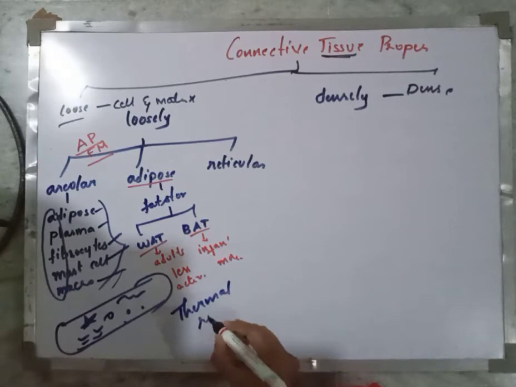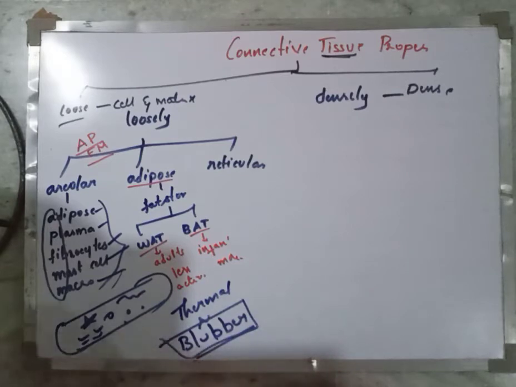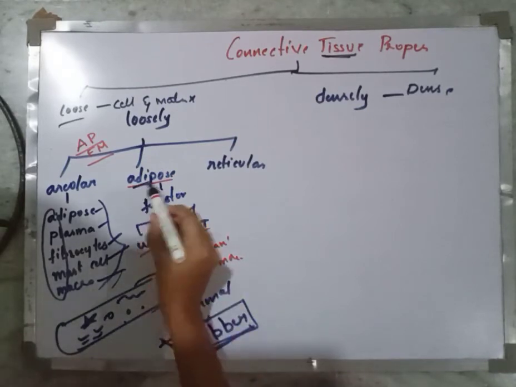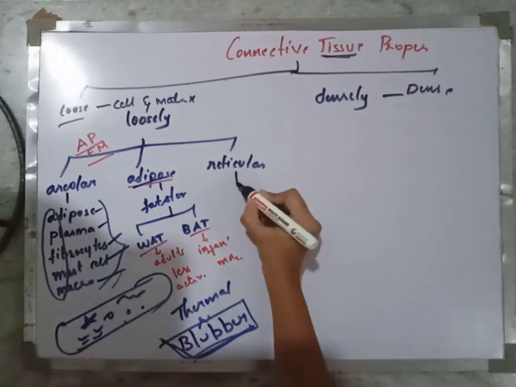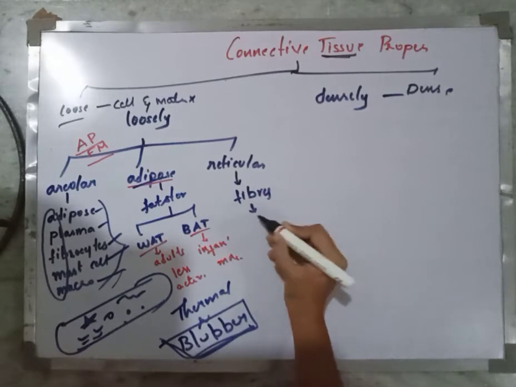thermal regulation. If we take the animals which live in cold climatic conditions, this adipose tissue forms the blubber. This is the thick layer of skin present in animals living in cold conditions. This blubber protects the animals by not releasing the heat outside, and this keeps the bodies of the animals warm. So these are the functions of adipose tissue. And the reticular tissue contains fibers which provide strength to the tissues.